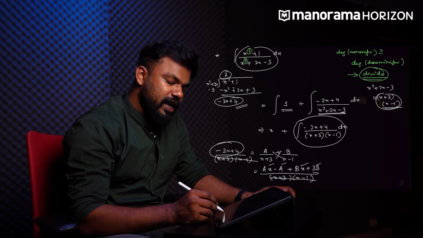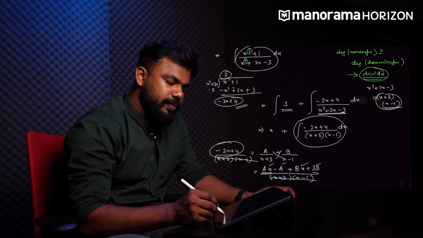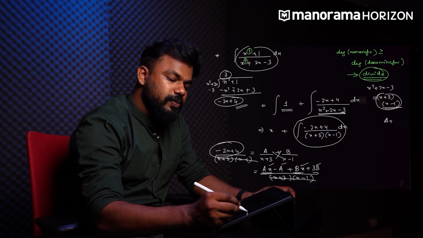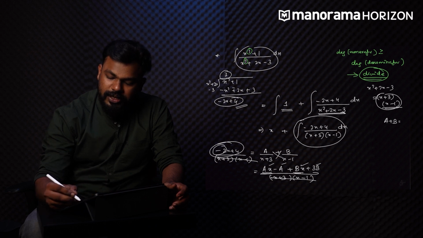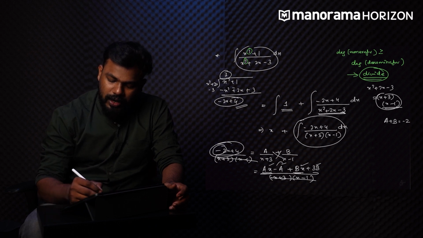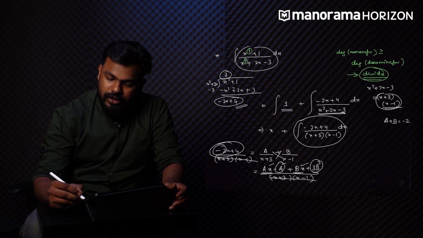And from that, you know that the coefficient of x, it is ax and bx. So can we write it as a plus b, the coefficient of x? Yes. What is the coefficient here? Minus 2. So a plus b is equal to minus 2. And what is the constant? Minus a and 3b. So minus a plus 3b is equal to what?